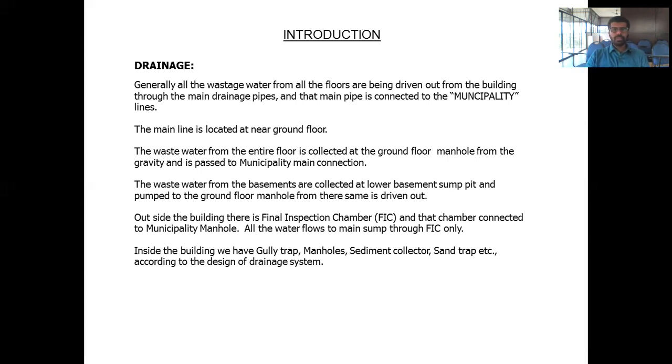Now, the main line is located near the ground floor, because everything has to be collected and connected to the municipality line from the ground. The wastewater from the entire building is collected at the ground floor manifold by gravity and passed to the municipal main collection. Yesterday I showed you how I designed the stormwater: the water was in the collection chamber, and from there I gave it to the manhole.